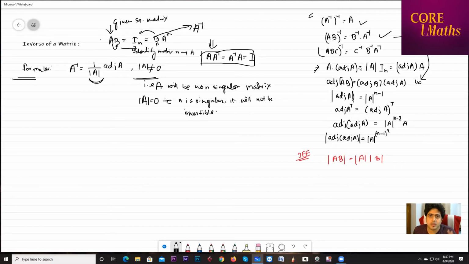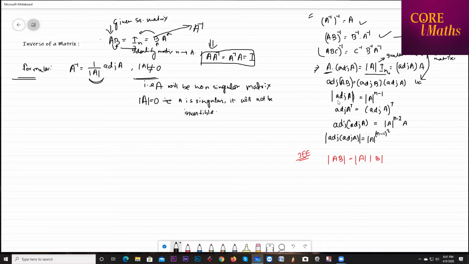How does it work? Only one thing you have to solve: for the given square matrix A, you have to find the determinant value. So you can directly write determinant of A into identity matrix of order N, where N is the same order as the matrix A. We can also say that this is a scalar multiplication of the identity matrix.